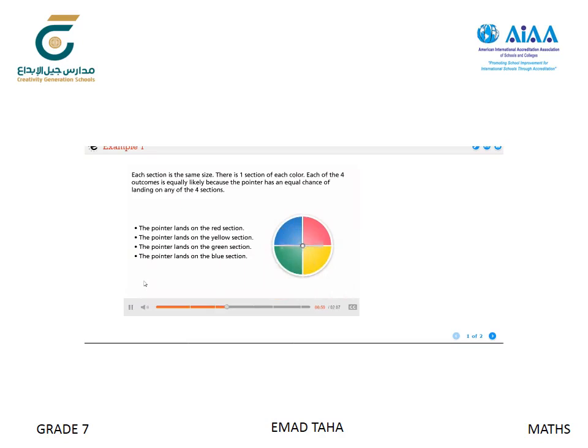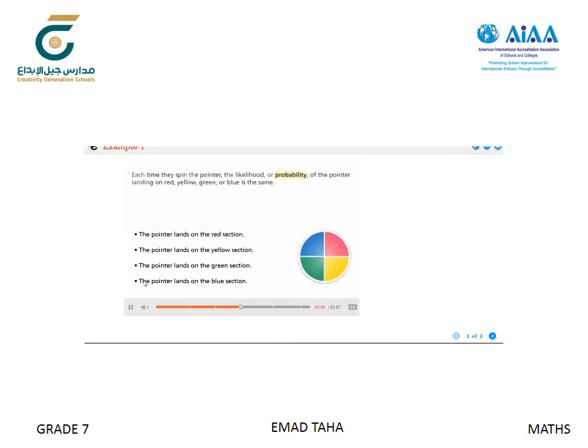So, each of the 4 outcomes is equally likely, because the pointer has an equal chance of landing on any of the 4 sections. This time it happened to land on the green section. Each time they spin the pointer, the likelihood, or probability, of the pointer landing on red, yellow, green, or blue is the same. Each of the equal-sized sections is shaded one of 4 colors, so the probability of the pointer landing on any given color is 1 out of 4, or 1/4. What is the probability of the pointer landing on each color, expressed as a percent?